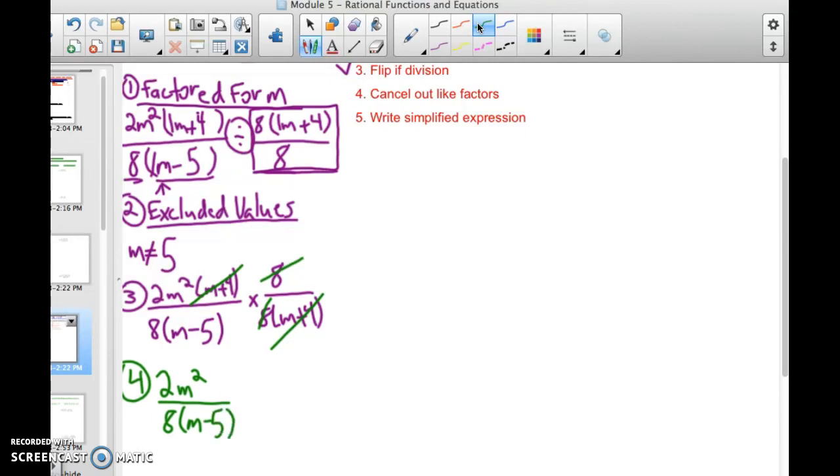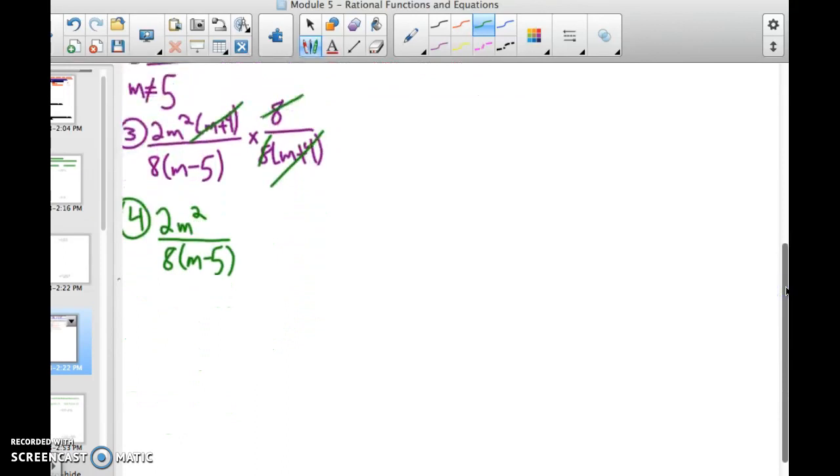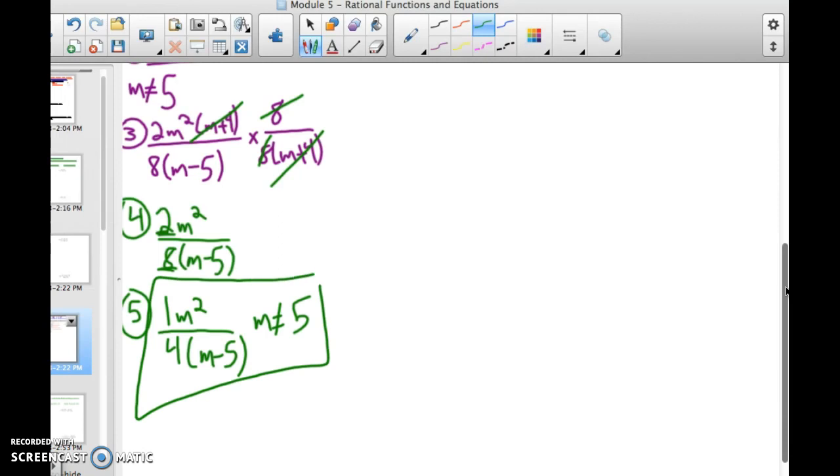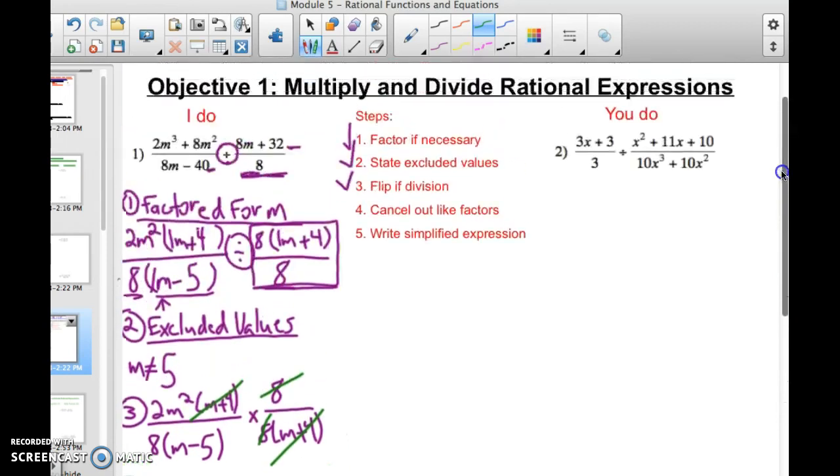Now, one final step that won't always be necessary, but sometimes it is, I have to simplify. This 2 and that 8 reduce. 2 over 8 reduces to 1 over 4. All right? So my final answer is m squared over 4 times m minus 5 because 2 over 8 reduces to 1/4. Please include the excluded value in your final answer so I can see that. Please include it in one nice and neat, orderly fashion. And I'm done. So go ahead and pause this video and try number 2 on your own.